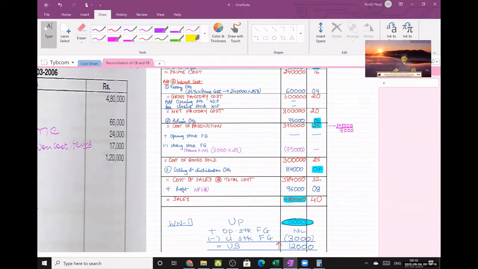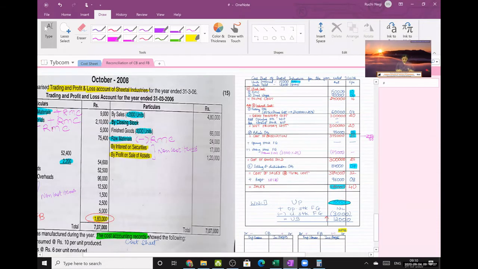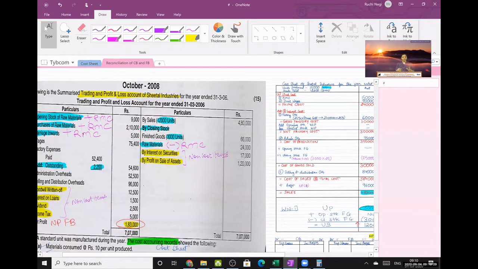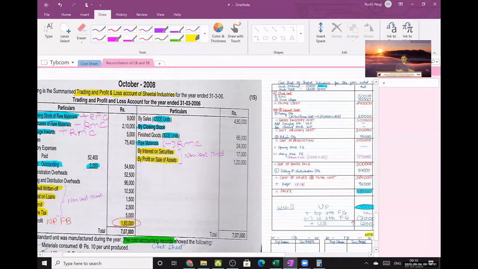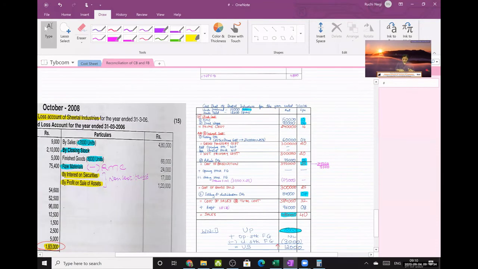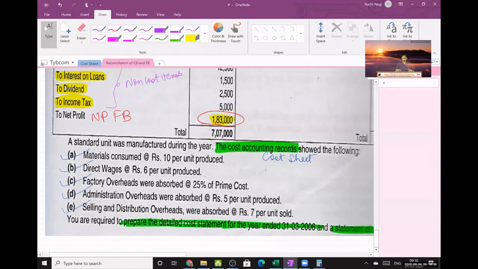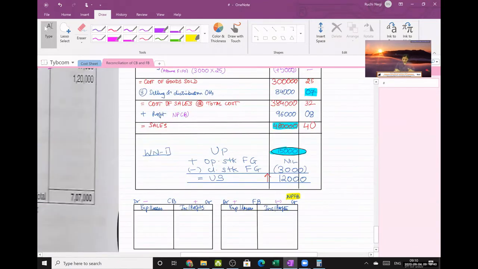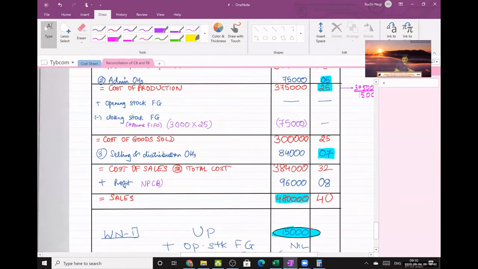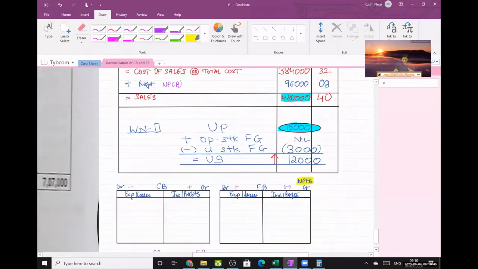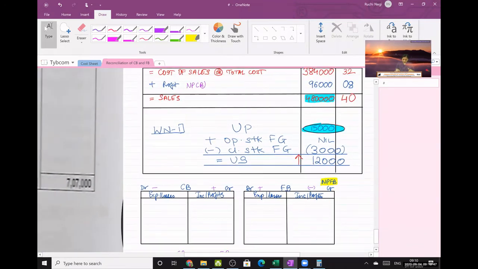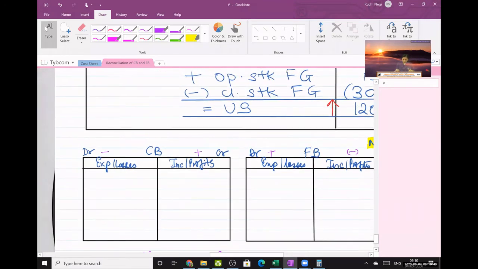Okay. So this is what I had done last lecture. This one, October 2008. The P&L account was already there in the question, so we will not prepare it in the solution. Cost sheet ka info was there. These 5 informations were related to cost sheet. So we made a cost sheet. We prepared units produced, units sold. Okay. Now coming on to the next part of the sum, and that is making a working note. So note down this, students.